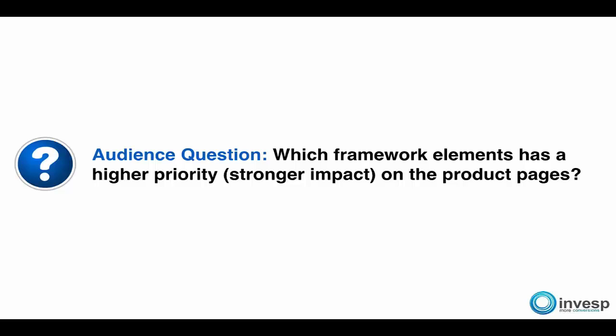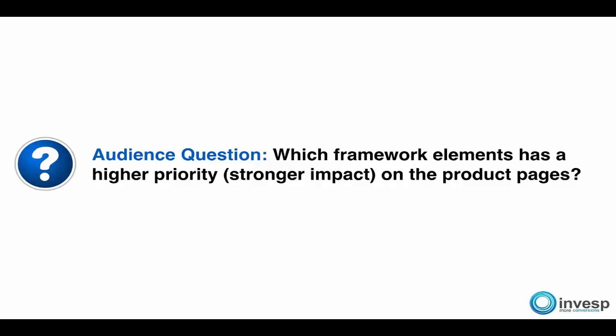With that, let's jump in, give you an audience question, give you a little bit of time to think about. Audience question: which framework element has a higher priority, as in stronger impact, on the product pages? And we have the team over here watching and monitoring the answers. We'll give you guys about 15 seconds to answer. And Ayat, if you want to read some of the answers as they start coming in, give us some of the names as well, some of our attendees.